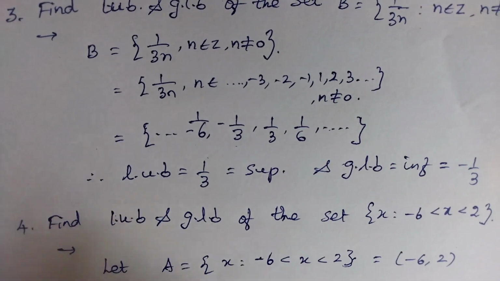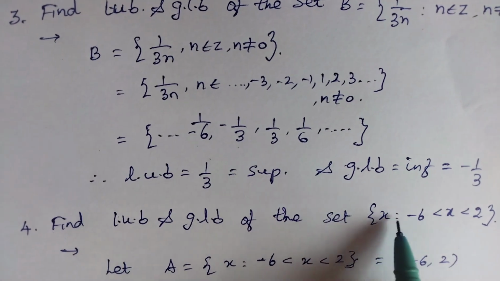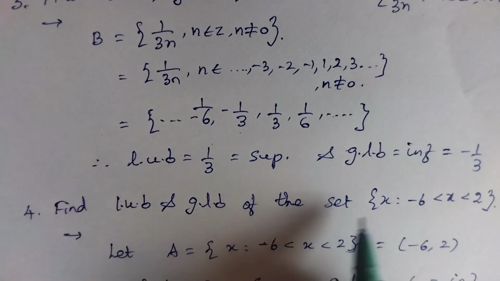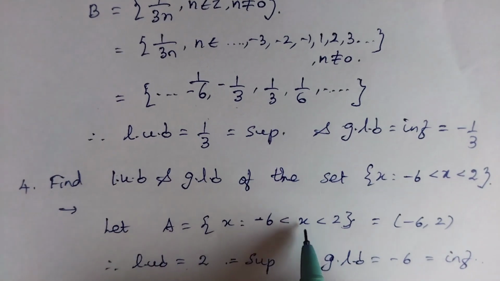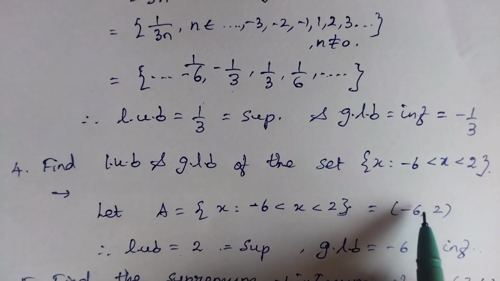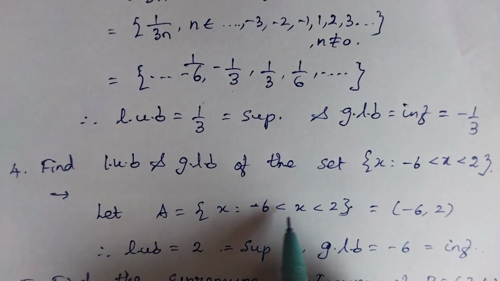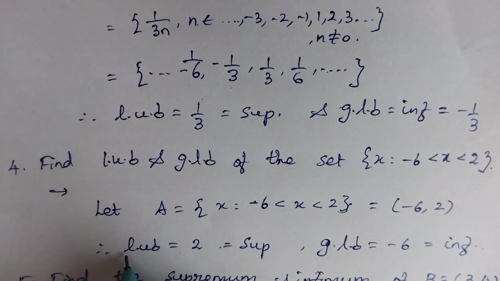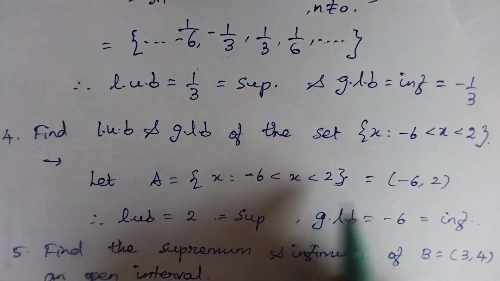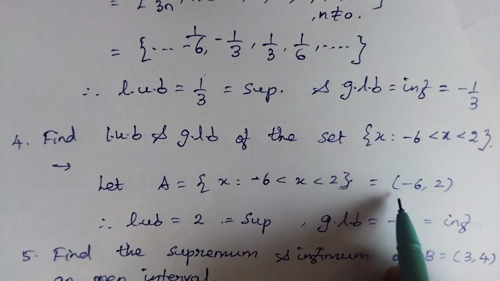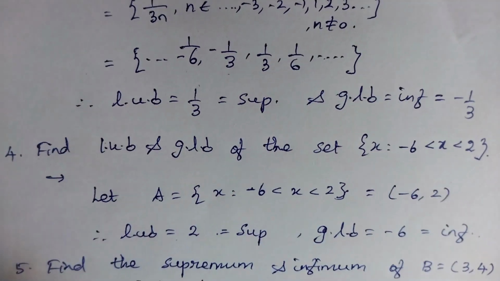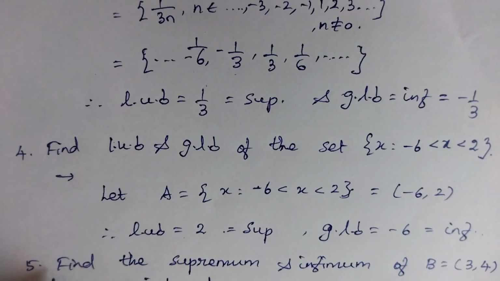Find the least upper bound and the greatest lower bound of the set of x such that -6 < x < 2. Let A = {x such that -6 < x < 2}, which is the open interval (-6, 2). Here the least upper bound is 2, so this is the supremum. The greatest lower bound is -6, so this is the infimum.